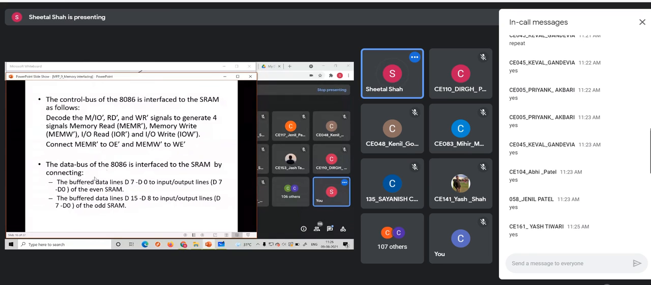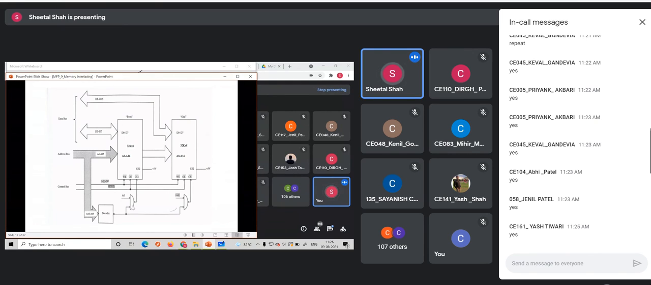Whereas the data bus, D0 to D7, should be connected to the even bank, as well as D8 to D15 should be connected to the odd bank. So you can see that this is how it can be interfaced. You are having two ICs, 32K by 8, 32 kilobyte ICs. Are you getting this?